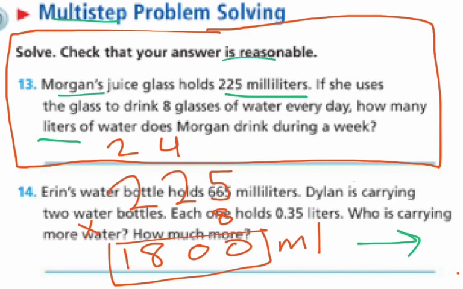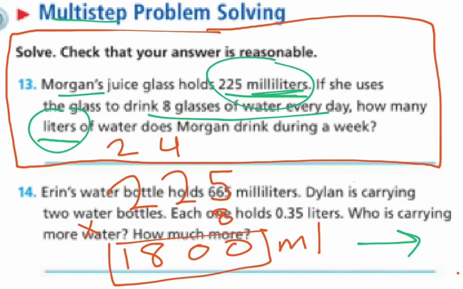Morgan has a juice glass. It holds 225 milliliters. Make sure you're understanding this, milliliters. She uses the glass to drink 8 glasses of water every day. So in total, she's drinking 8 glasses that each hold 225 milliliters. How many liters of water does she drink during a week?